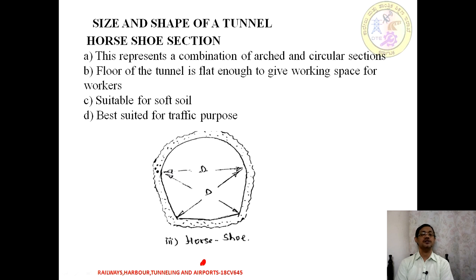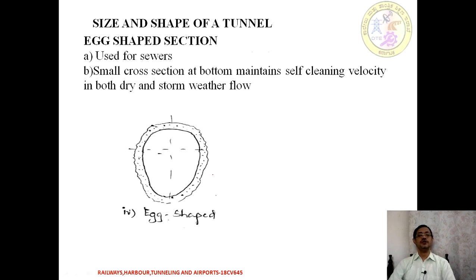Just look at the image here. We have a flat bed, or a slope given at the center to drain off the water, and the upper portion is a semicircular or arch type. So it is a combination of the two. Such types are called a horseshoe, as it resembles the shoe of a horse. So that's the nomenclature and shape of the tunnel we are using.